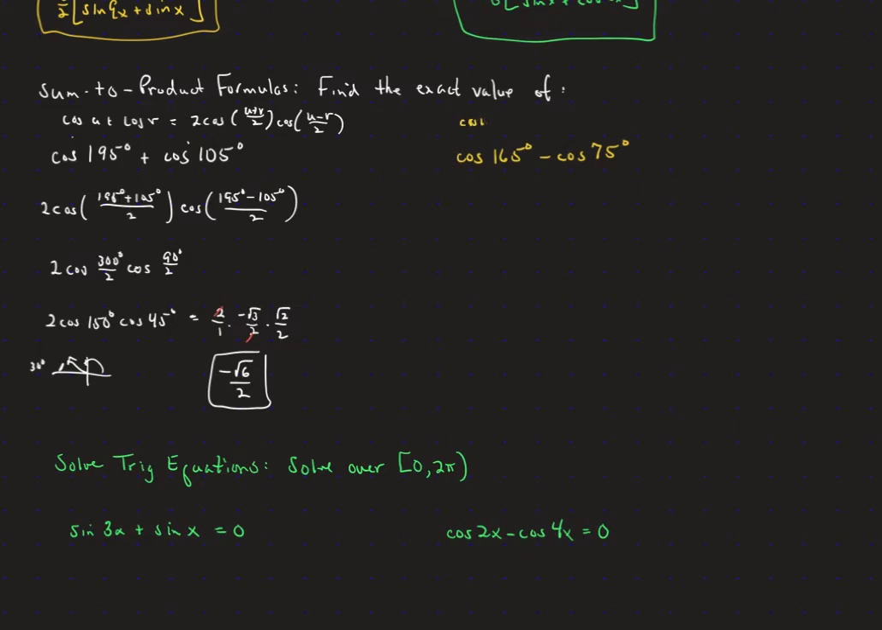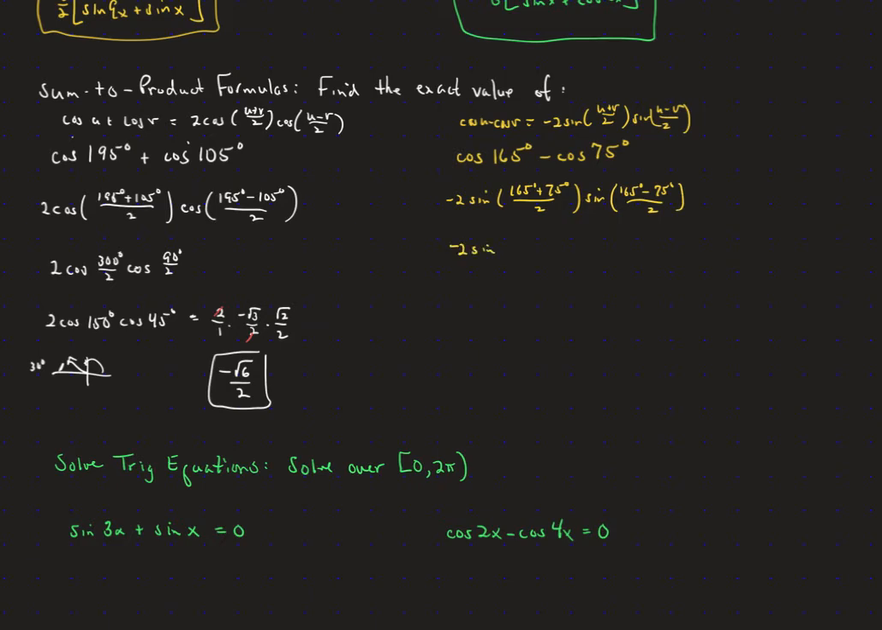The next one, we have a cosine minus a cosine. So cosine u minus cosine v, that's our very bottom formula. So that's going to be a negative 2 sine of u plus v over 2 times the sine of u minus v over 2. So for us, that's going to be a negative 2 sine of 165 plus 75 all over 2, and a sine of 165 minus 75 all over 2.